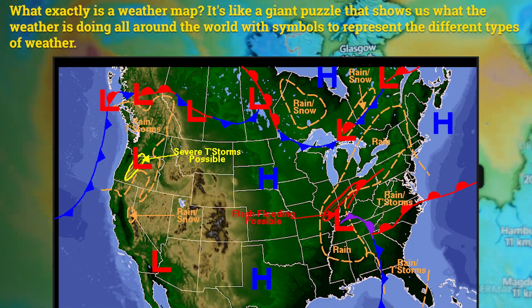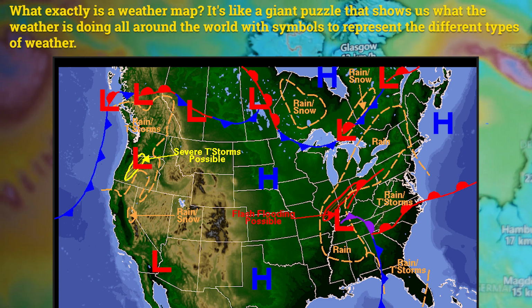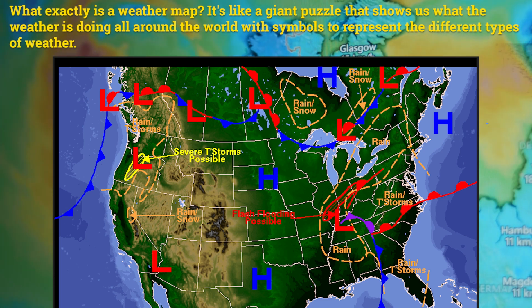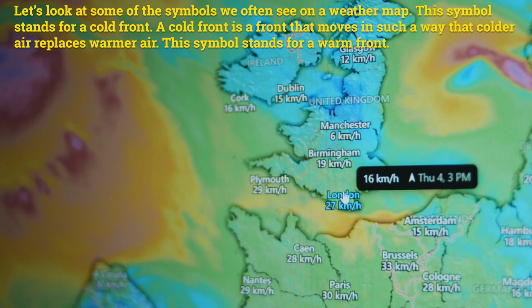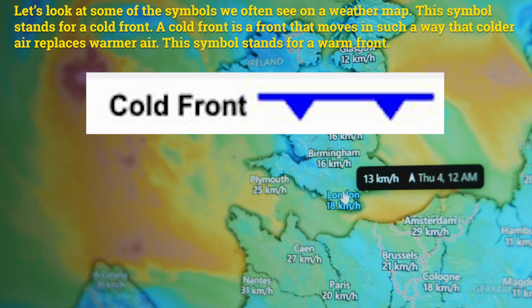What exactly is a weather map? It's like a giant puzzle that shows us what the weather is doing all around the world with symbols to represent the different types of weather. Let's look at some of the symbols we often see on the weather map. This symbol stands for a cold front.